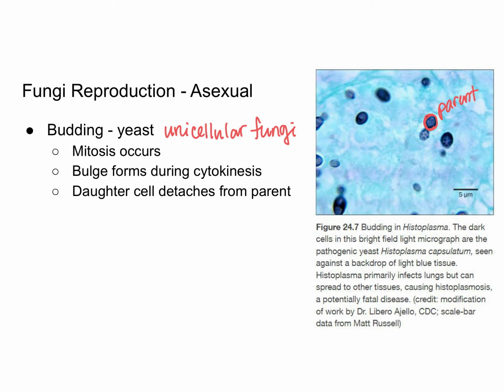And the nucleus of the parent cell has gone through mitosis. So the DNA has been copied and then the chromosomes have been separated to form two new nuclei. During cytokinesis, this bulge is forming here, and this bulge is going to be the bud or the offspring. And eventually that bud, that daughter cell, is going to detach from the parent and become its own yeast cell. And that might be what we're seeing right here. So this could be a bud that has already detached recently from the parent cell.